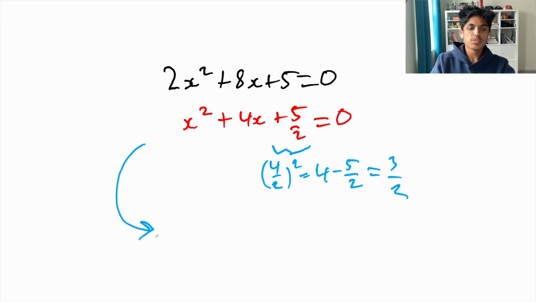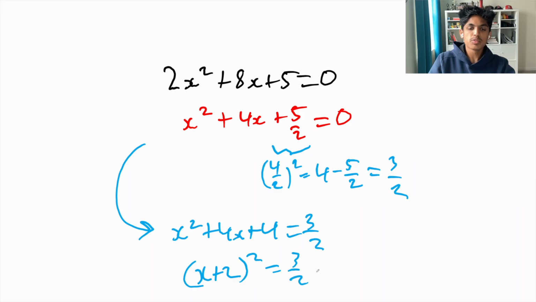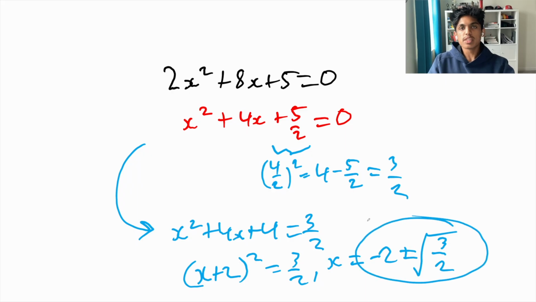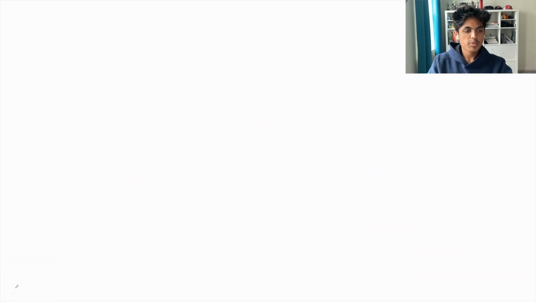So this turns into x squared plus 4x plus 4 is equal to 3 over 2. So x plus 2 squared is equal to 3 over 2. So x is equal to negative 2 plus or minus root 3 over 2. Just like that, completing the square can be used to solve almost any quadratic, as you can see here. Now I'm moving on to graphing.